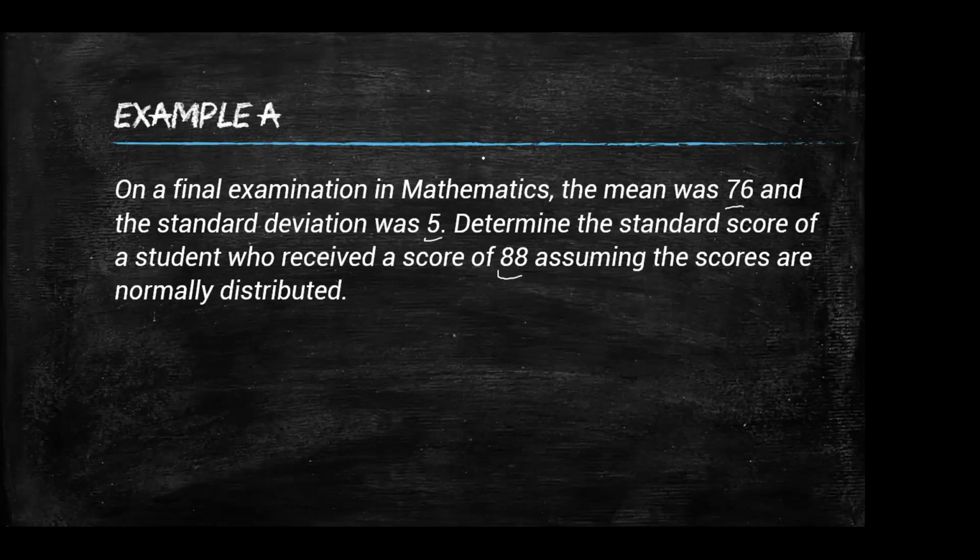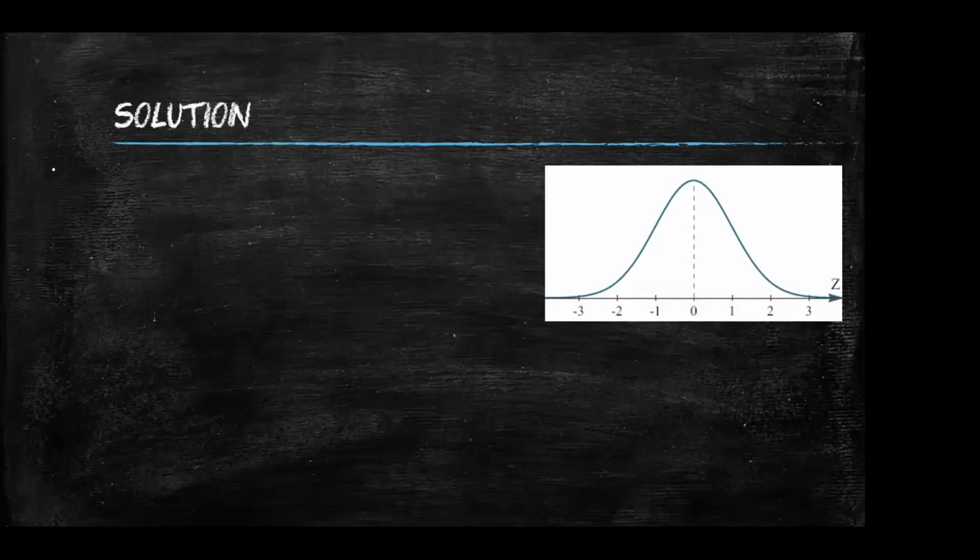Now class, what if nothing is stated? Nothing says whether it is a sample or population. So which formula will we use, the one for sample or for population? When nothing says sample or population, usually we assume that the scores or the test is done using the population. It means everyone was tested, since it doesn't specify how many. It says on a final examination in mathematics, so we are talking about the exam in general. So that is population.